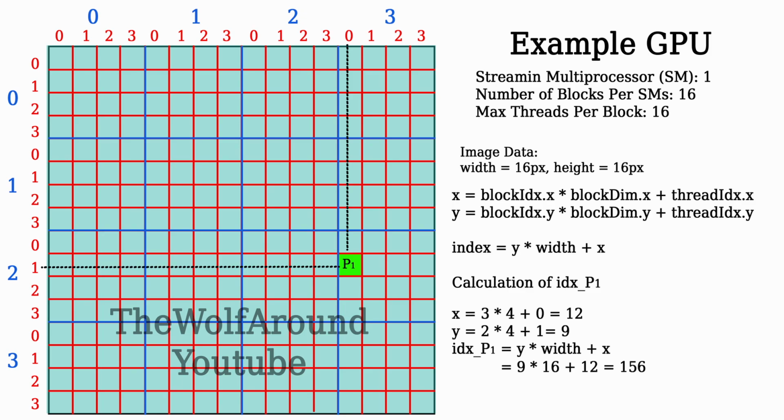Now let's calculate the x and y coordinates of pixel P1 to find its index in the image buffer, which is a linear one-dimensional array. Blue numbers represent block indices, and red numbers represent thread indices. Since each block line contains 4 threads, block dimension x and block dimension y are both 4. We can plug the numbers into the formula to find P1's real index in the one-dimensional array. Its index is 156. If you count from 0, you'll see that the index of P1 is indeed 156.